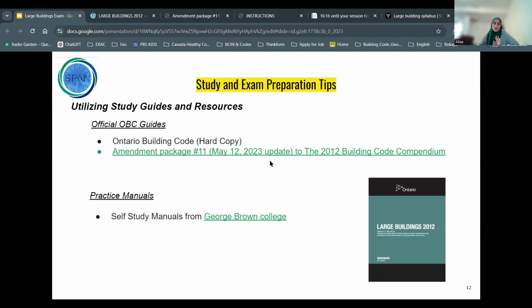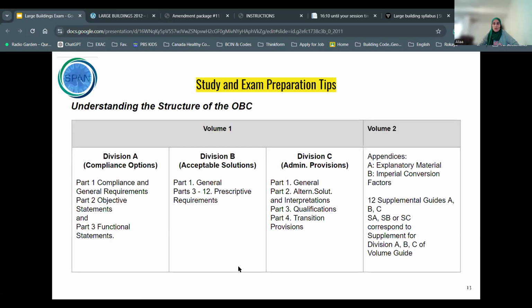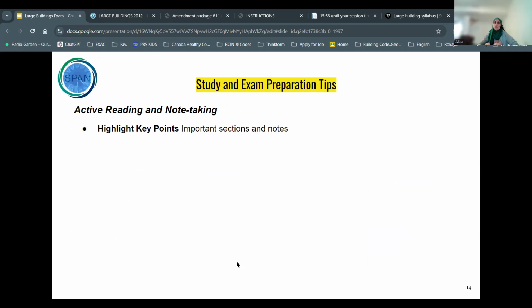So now you have your studying resources: your Ontario Building Code, the latest one, and the practice manual. First, you need to understand well what the OBC consists of: volume 1 and volume 2, your 2 volumes, hard copy; what is Division A, Division B, Division C. Highlight all the parts that are covered in your exam. Then you need to do active reading and note-taking. Highlight key points, important sections and notes.